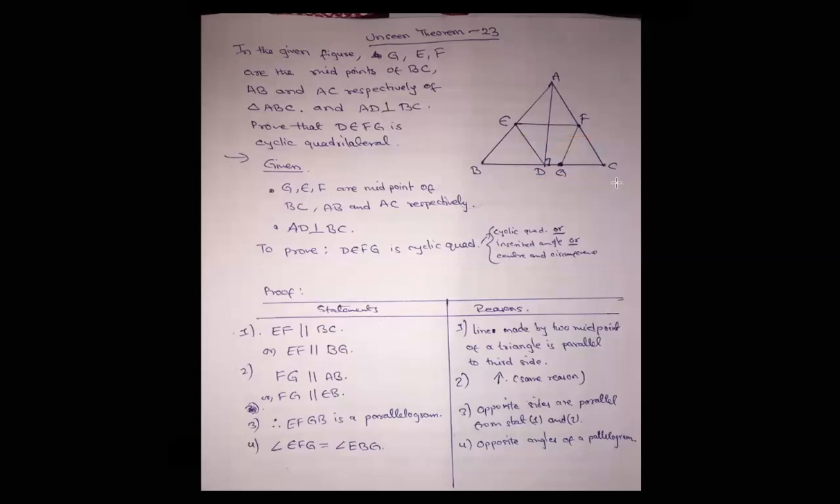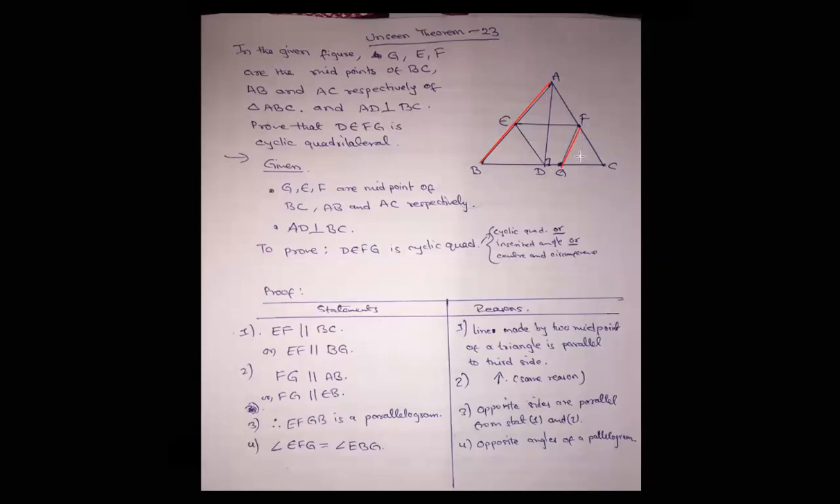So FG. This line, they are also made from the midpoints. So F is the midpoint, G is also a midpoint. That means it is the midpoint of what? It is a midpoint. So it is parallel to AB. Okay. So this line and this line, they are also parallel to each other because they are made from the midpoints. So these midpoints, they are parallel to each other.